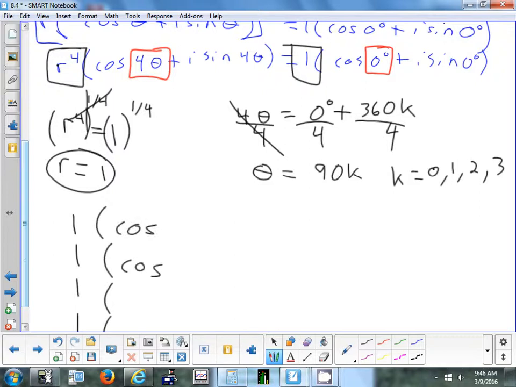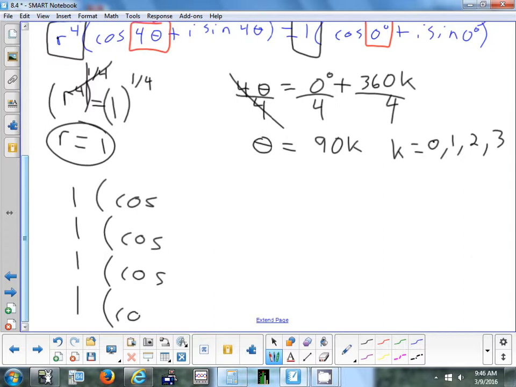Cosine, cosine, cosine, cosine. And now let's get our first angle. Fill in 0. What's 90 times 0? 0. There's my first answer. Second answer. Fill in 1 for k. What's 90 times 1? 90.